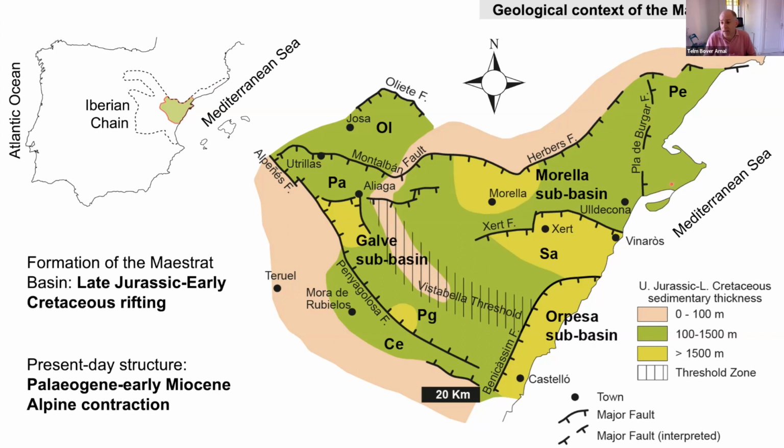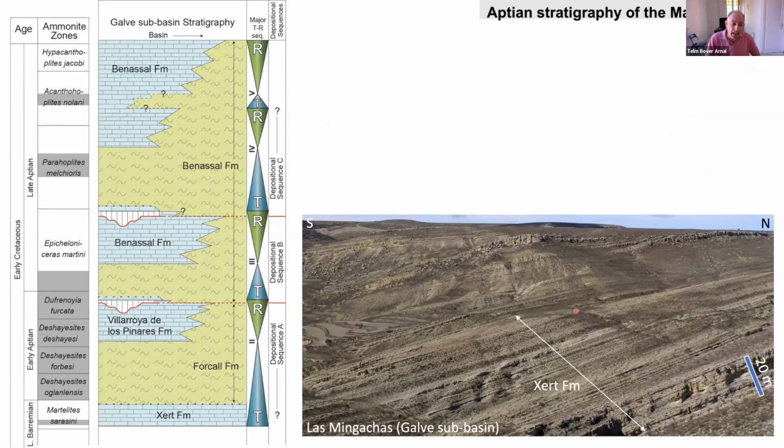During this late Jurassic, early Cretaceous rifting, the Maestrat Basin was subdivided into several subbasins, several depocenters that were bounded by major normal faults, but also by threshold areas, by topographic heights. Today, I will show you mainly outcrops from the western marginal part of the Maestrat Basin, from the Galve subbasin, and I will show you a single outcrop from the Urpesa subbasin in the eastern part of the Maestrat Basin.